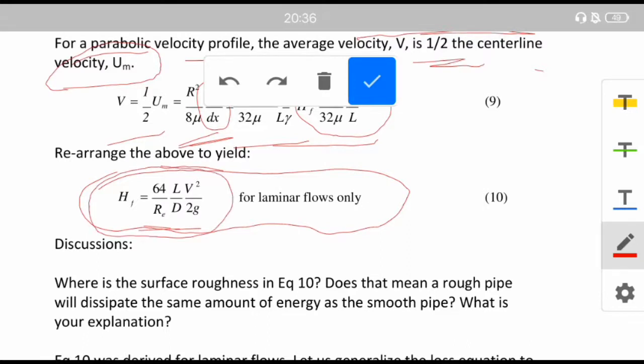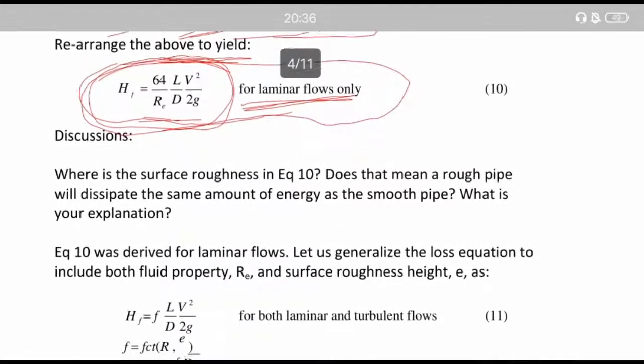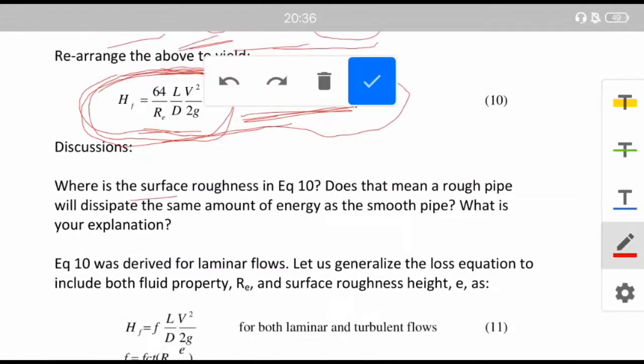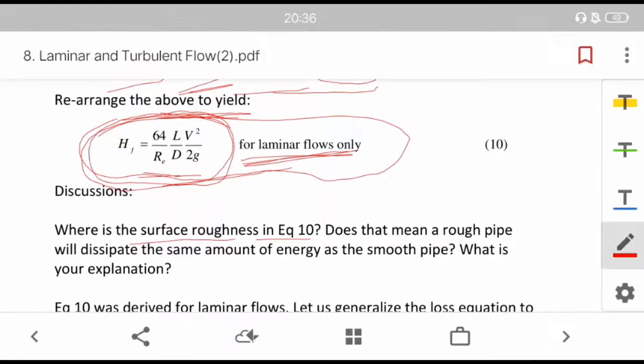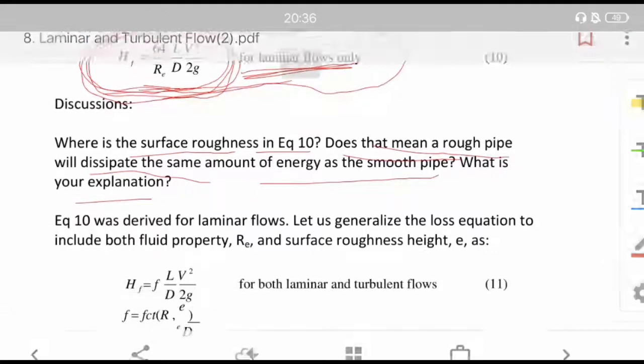So if you are asked what is the head loss due to laminar flow, you can say this is it, and it occurs for laminar flows only. So let's have a discussion over here. Where is the surface roughness in equation 10? If one asks why the roughness is not considered in equation 10, does that mean a rough pipe will dissipate the same amount of energy as a smooth pipe? So what is your explanation?